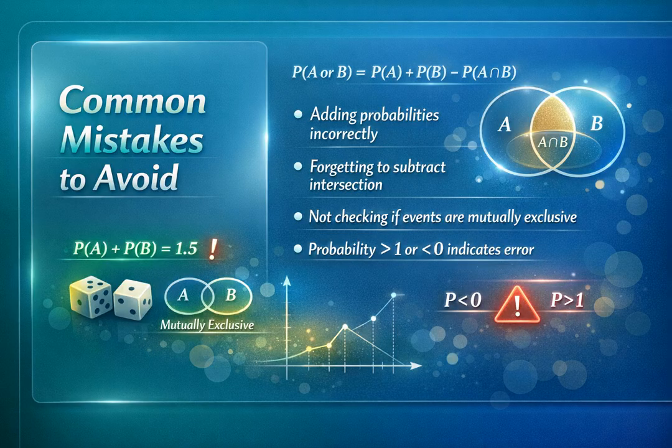Watch out for common mistakes. Don't add probabilities without checking if events are mutually exclusive. Remember to subtract the intersection in the addition rule. Always verify events are mutually exclusive before using the simplified addition formula. If your probability exceeds 1 or is negative, you've made an error.